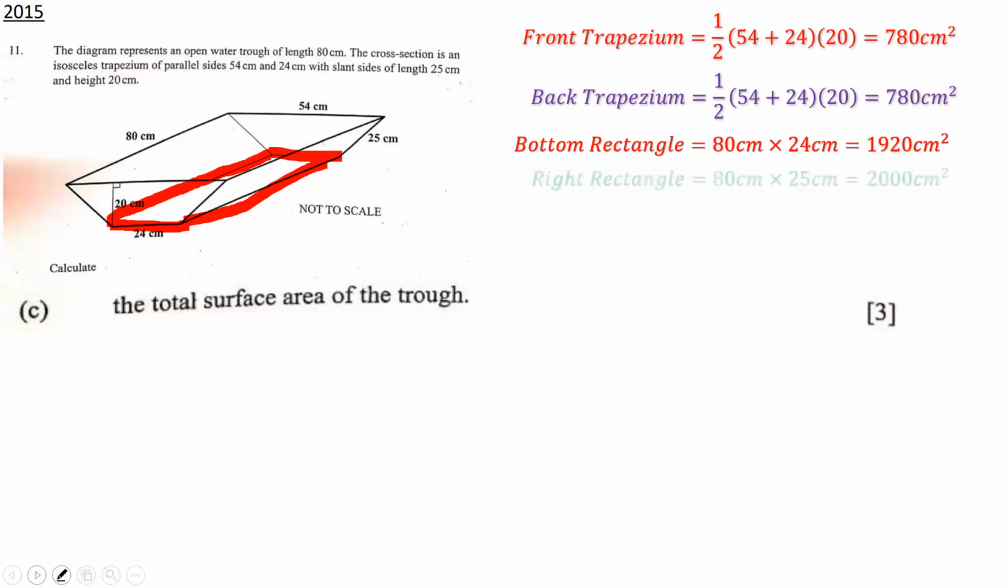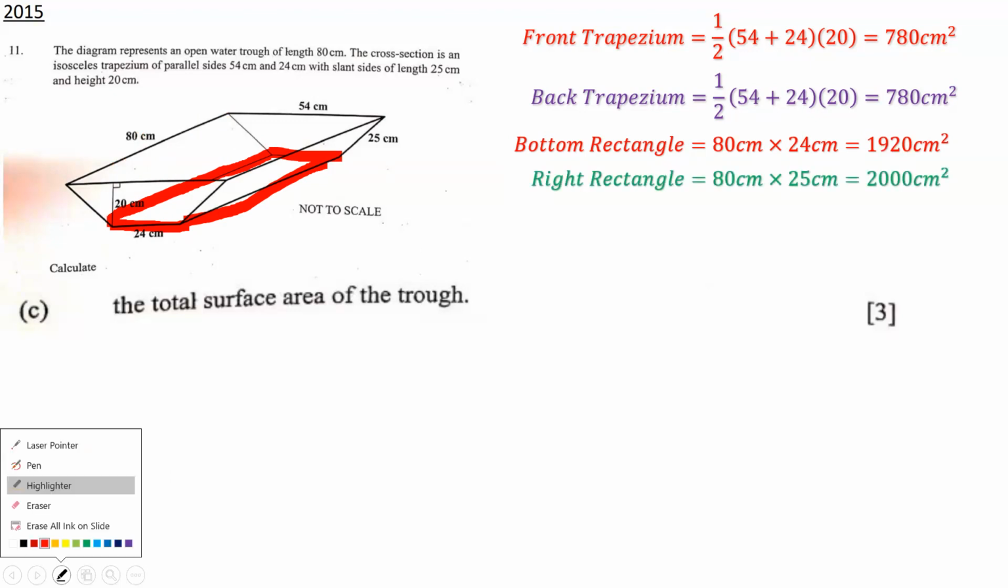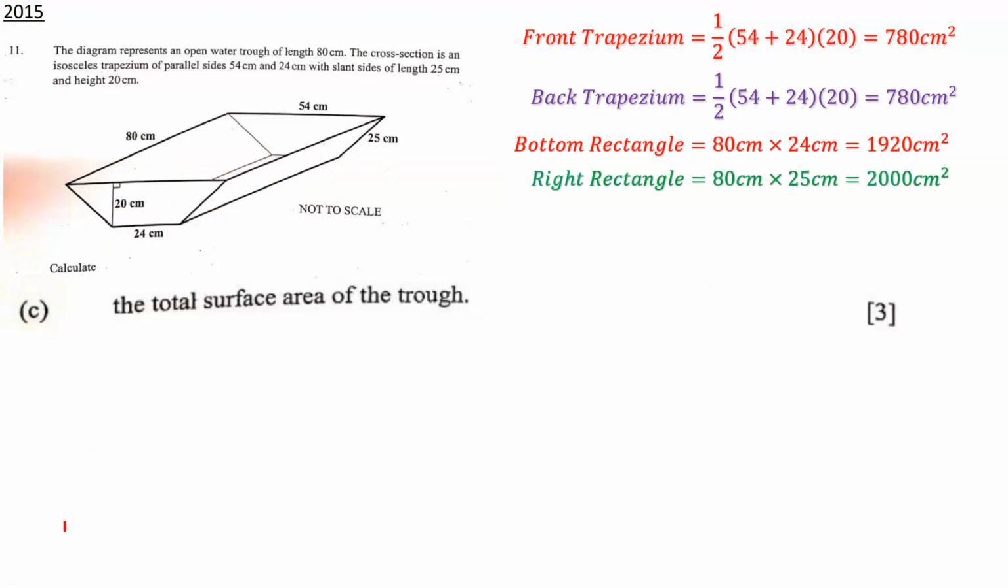Now let's move on to the next one. We need to find the area of the right rectangle, the rectangle on the right. Let me highlight that one for you. This one has a length of 80 centimeters, and it has a width right here, and then the length right here as well.